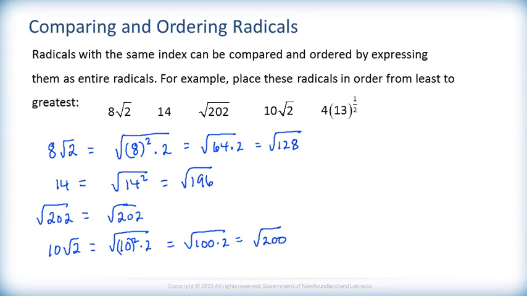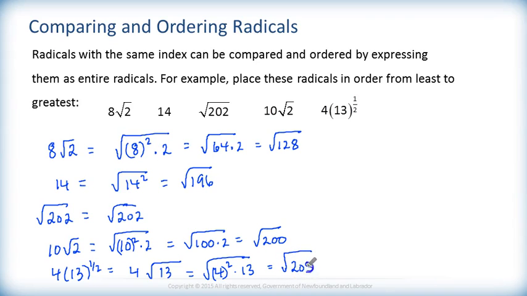And our final one, 4 times 13 exponent 1/2. Remember, exponent 1/2 means it's the same as the square root of 13, because the bottom number in the exponent is our index. So we have 13 to the 1, square root of 13 exponent 1, which is just the square root of 13. Now I can bring that 4 in by raising it to an exponent of 2. And I have 13 here, so it gives me 16 times 13, which gives me the square root of 208.